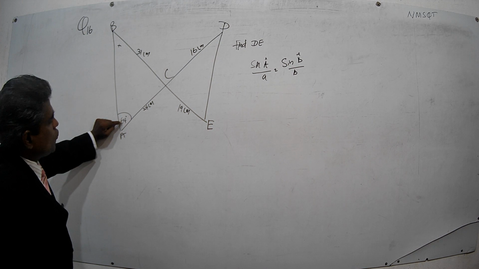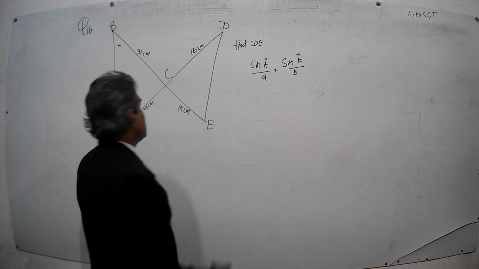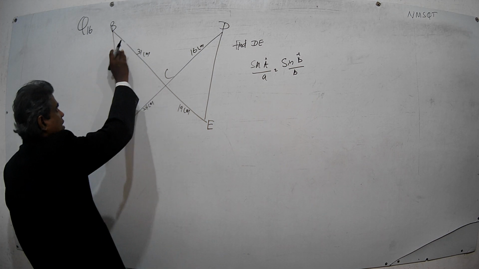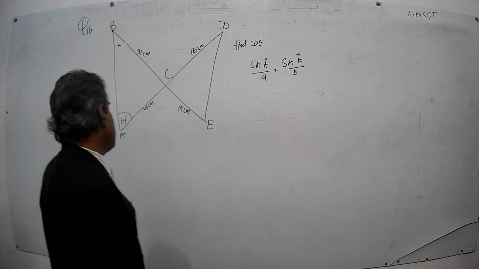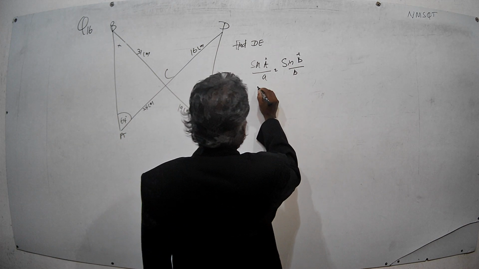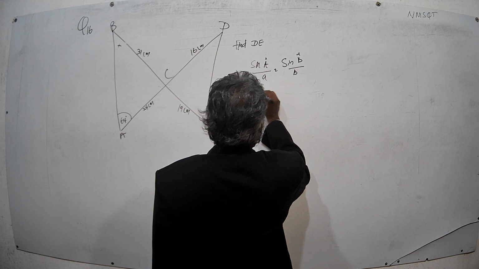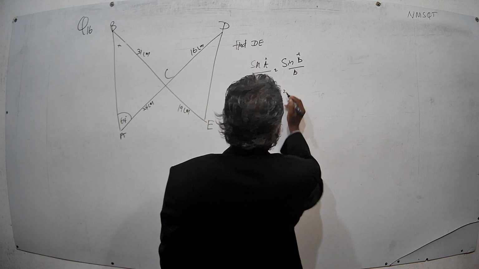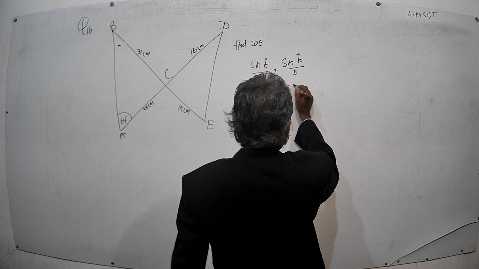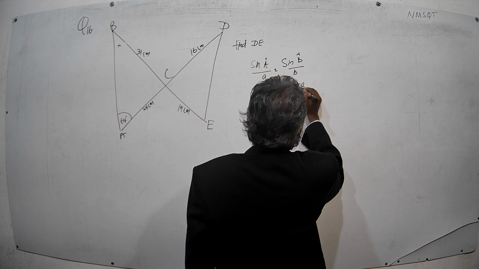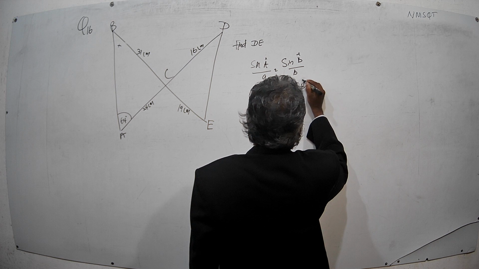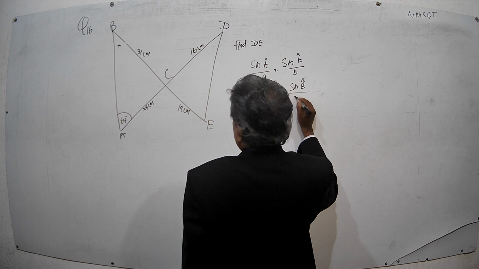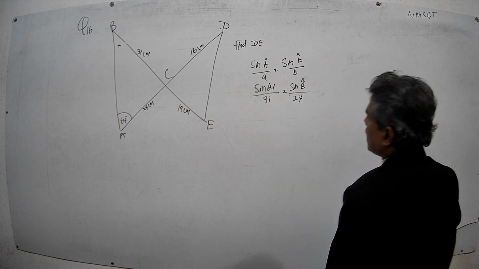Sine of this angle over its opposite side equals sine of this angle over its opposite side. That's what it means. So angle A is 64, then sin 64 over its opposite side, which is 31, equals sin B, where angle B is what we want to find, over 24.